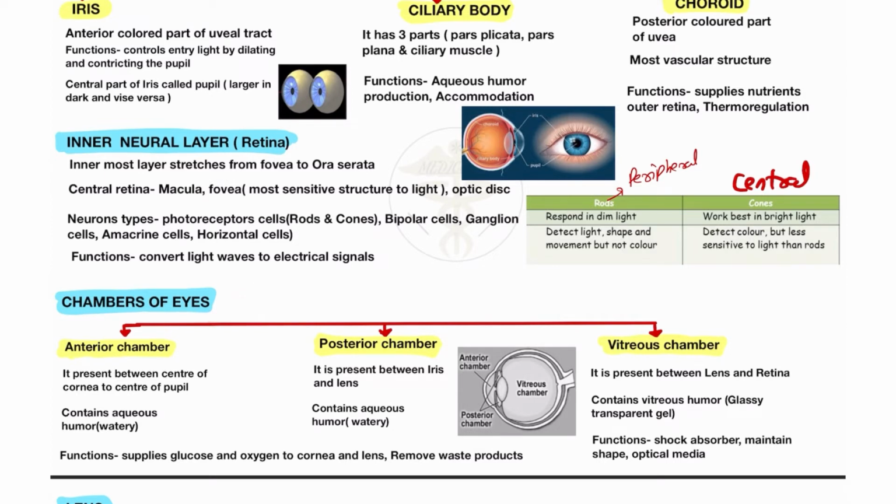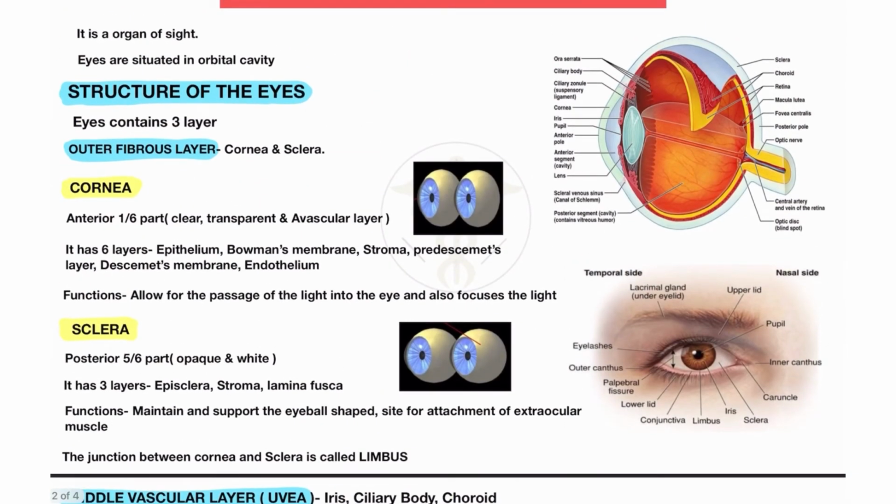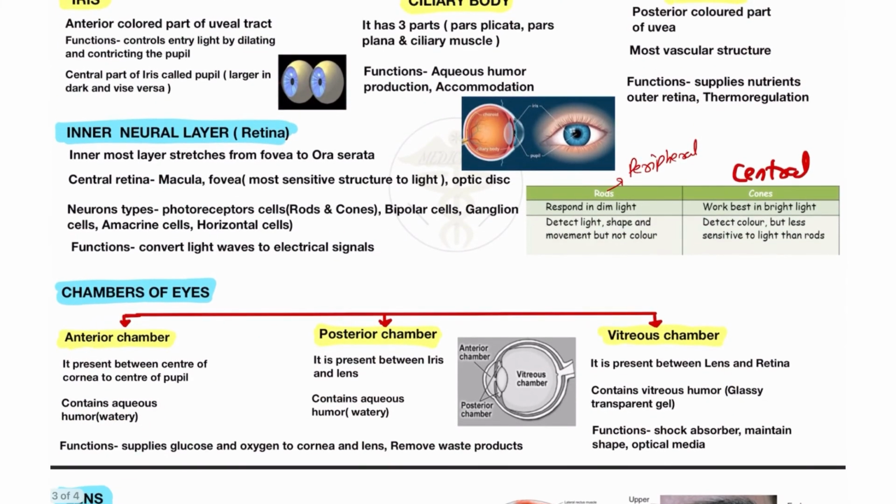There are three chambers in our eye. First is the anterior chamber, second is the posterior chamber, and last is the vitreous chamber. In this diagram I will show you: this is the anterior chamber of the eye, this is the posterior chamber, and this chamber is called the vitreous chamber. In this diagram you will also see the anterior chamber, this very small posterior chamber, and the vitreous chamber.